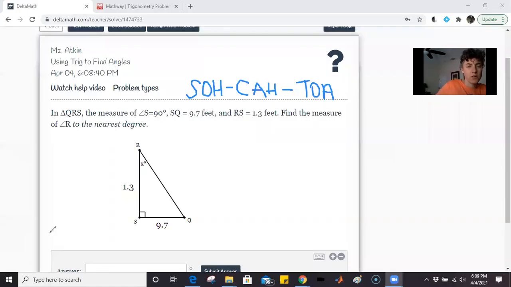And we've got triangle QRS. We've got a 90-degree angle, so we can use our trig ratios because they're only applicable for right triangles. We've got side SQ is 9.7. We've got side RS is 1.3. Find the measure of angle R to the nearest degree, which means nearest whole number. So we'll have no numbers after the decimal point.